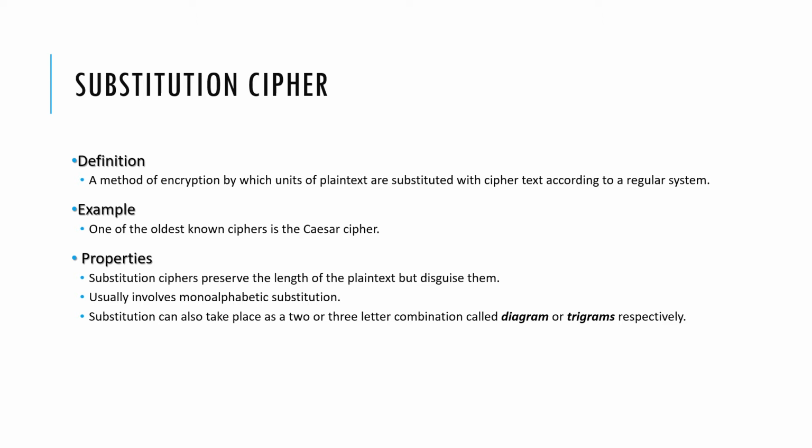Coming to the properties of the substitution cipher now. Substitution cipher preserves the length of the plaintext but disguises it. It usually involves monoalphabetic substitution. However, we can have more than one character in a single unit to be substituted. Such substitutions may be called a digram, in which two characters are replaced, and a trigram, in which three characters are replaced.